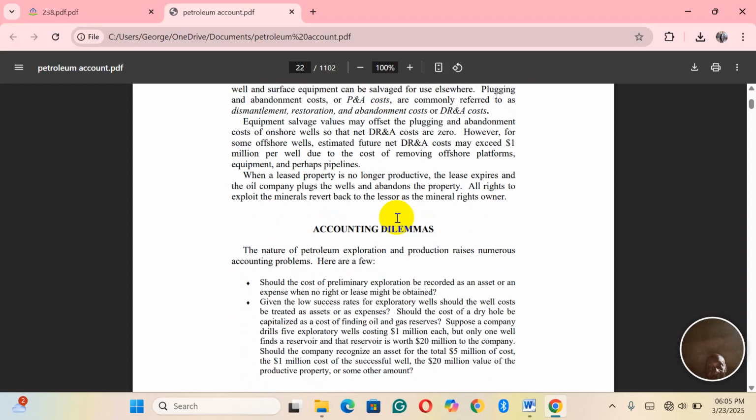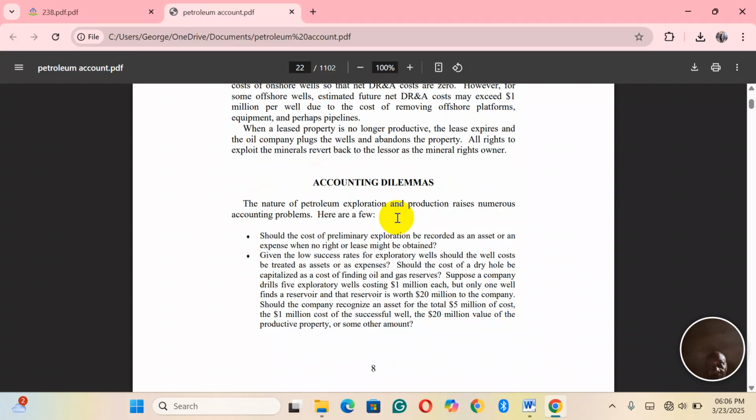We're looking at the accounting dilemmas. The nature of petroleum exploration and production raises numerous accounting problems. Here are some. One, should the cost of preliminary exploration be recorded as an asset or expense when no right or lease might be obtained? Two, given the low success rate for exploration wells, should the well cost be treated as an asset or as an expense? Should the cost of a dry hole be capitalized as a cost of finding oil and gas reserves?